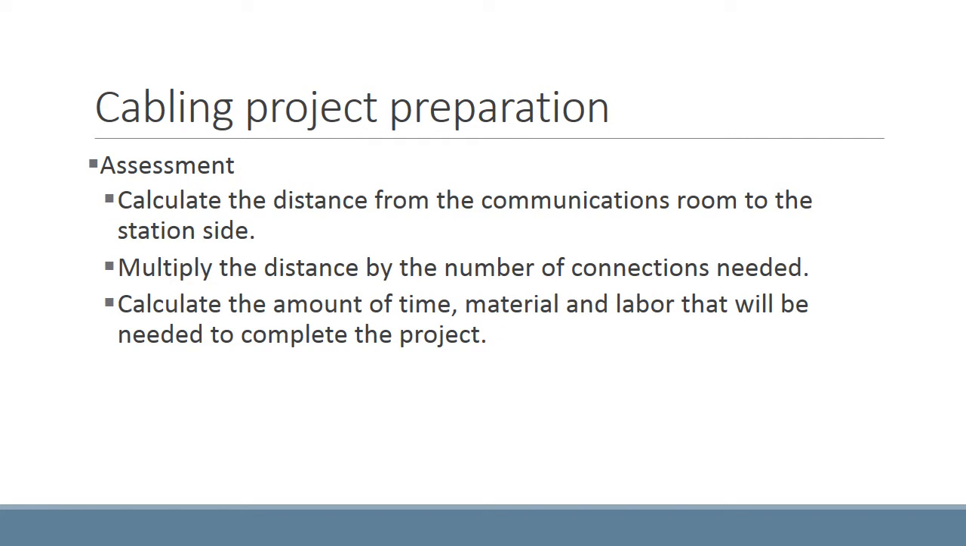In this lesson, the cabling project preparation steps are assessment, identification of pulling stations, generating a labeling scheme, and identifying an obstruction-free cabling plan. In the assessment stage, cable installers must calculate the distance from the communications room to the station side. Then they must multiply the distance by the number of connections needed. Last, they must calculate the amount of time, material, and labor that will be needed to complete the project.